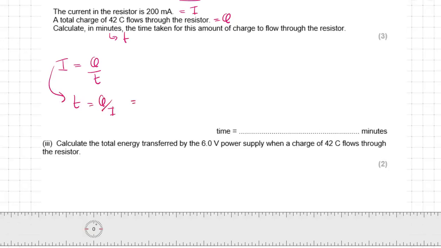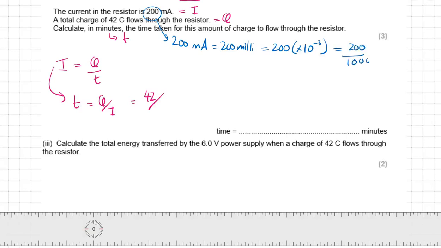Now let's substitute it here. Charge is 42. However, current is 200 milliamps. So this is 200 times 10 to the power minus 3, same as this divided by 1000. So this will give us 0.2 amps. Okay, so you need to know your conversion, boys. You are in your 10, so you need to know that.